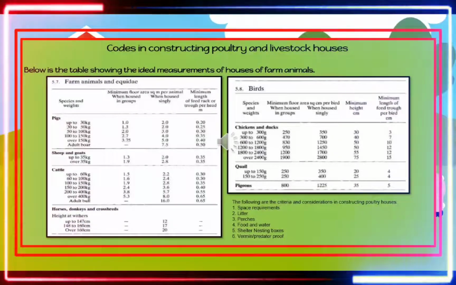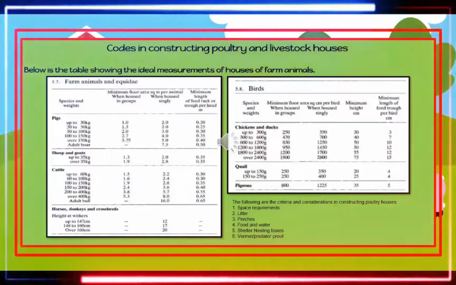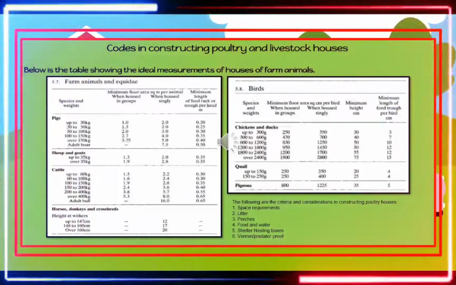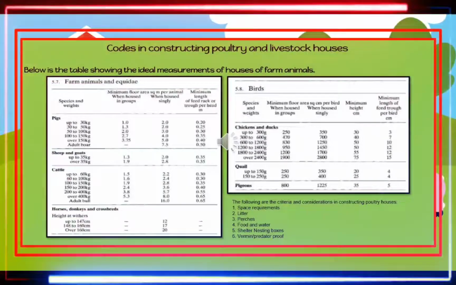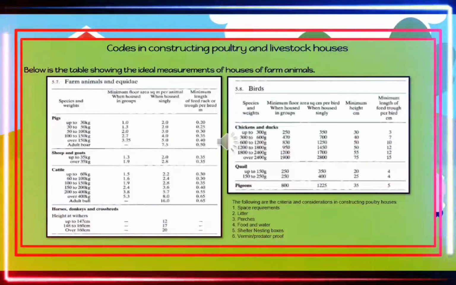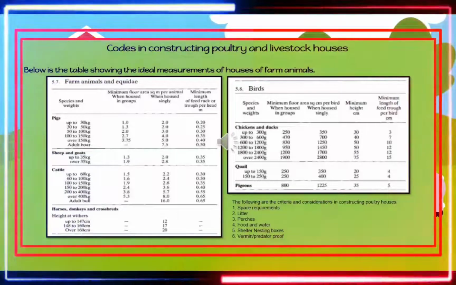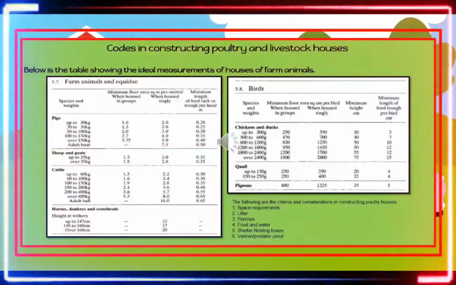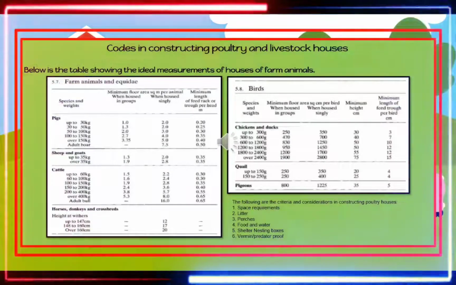The cage floor area for animals housed in a group must be not less than that specified for an animal housed singly. Where large mature animals are to be housed, the minimum cage floor areas required may be larger than those specified. For the purpose of calculating the minimum floor area, the shelf area may be included where there is adequate height for the animal above the shelf. Below is the table showing the ideal measurements of houses of farm animals.